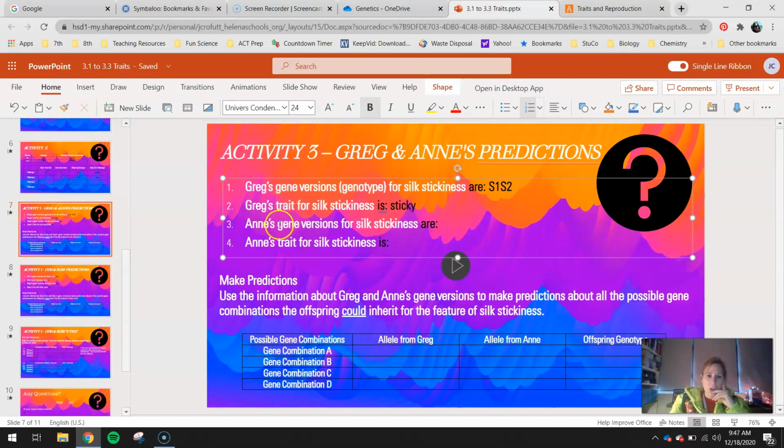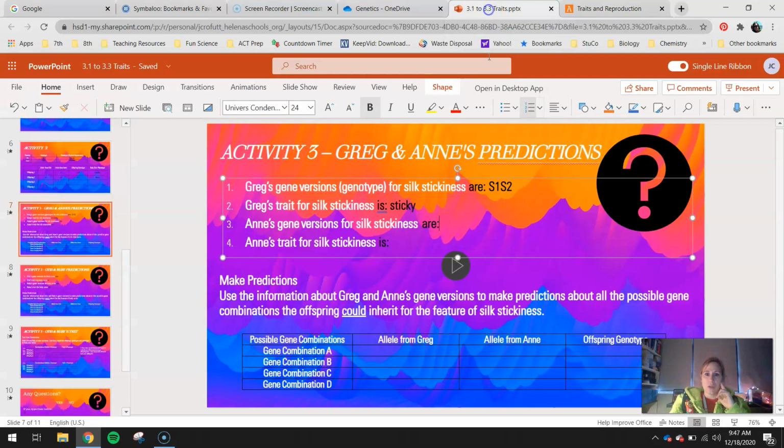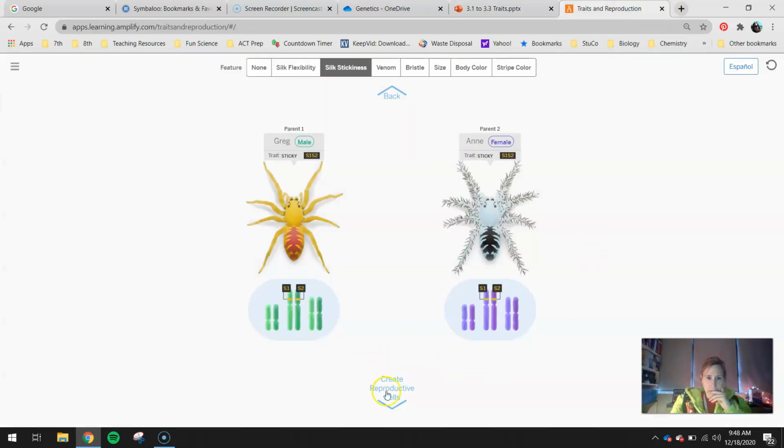Okay, Anne, on the other hand, has a different genotype. So Anne has S1. Oh, she has the same. Look at that. They have the same stickiness. I was going to think they had different ones for some reason. All right. So she's S1, S2 as well. And she's going to be sticky. Okay. So then down here, I'm going to make predictions.